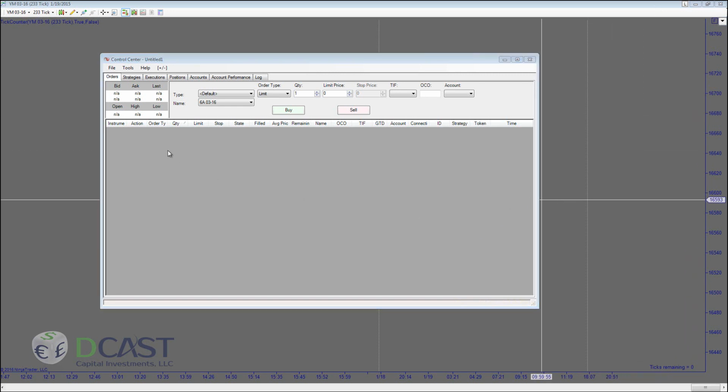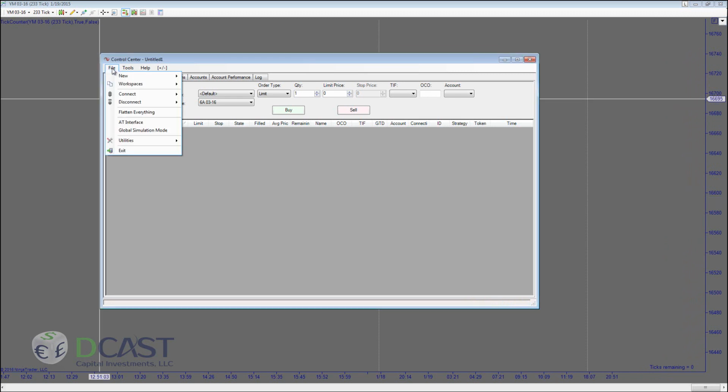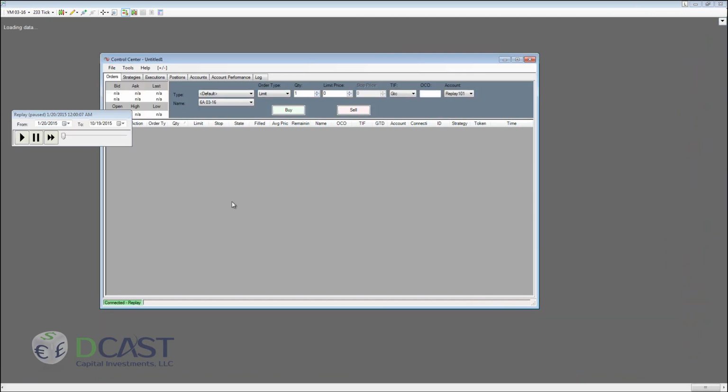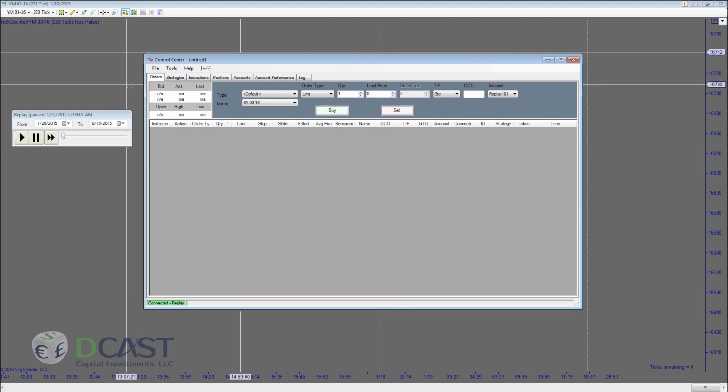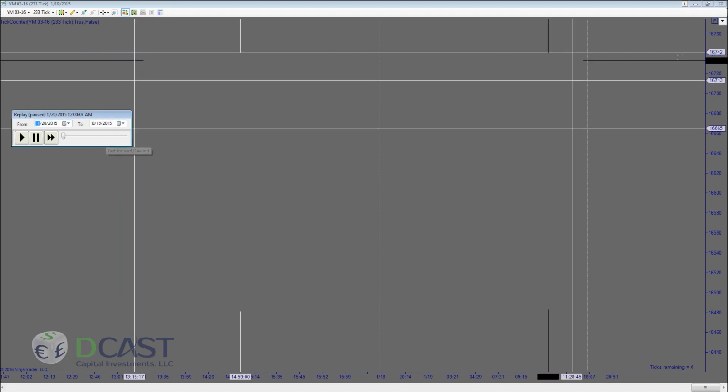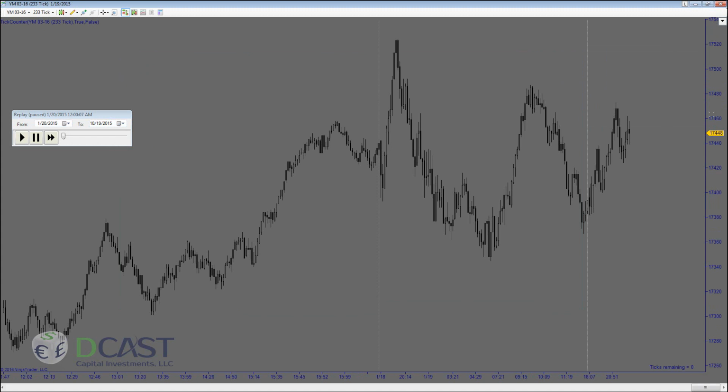Okay, it took like 2 or 3 more minutes. I just didn't want any of the dead space there. So now we're going to go to File, Connect, and we're going to connect to Market Replay Connection. Okay, and then this little VCR type of thing comes up here. And we're going to minimize this. And now we're going to come here.